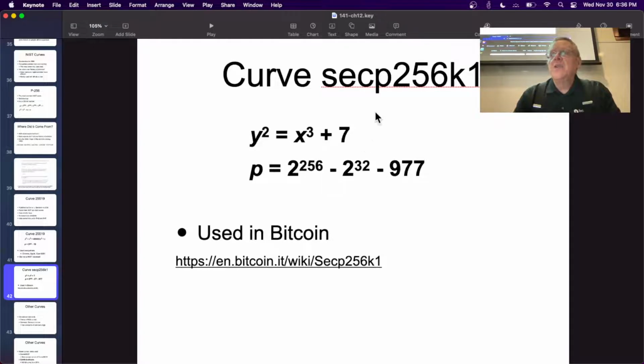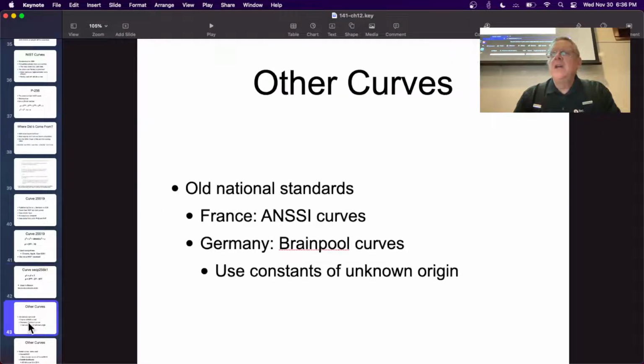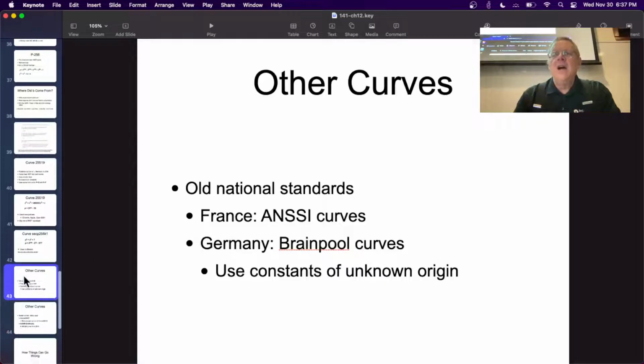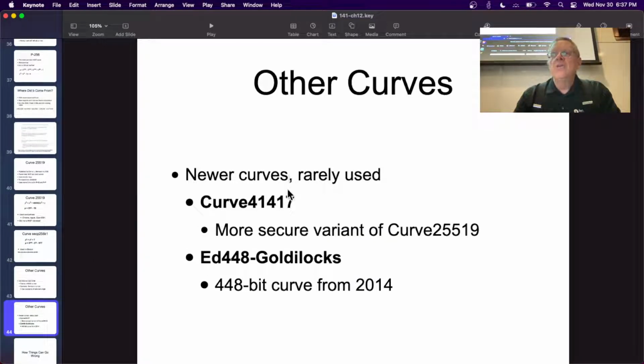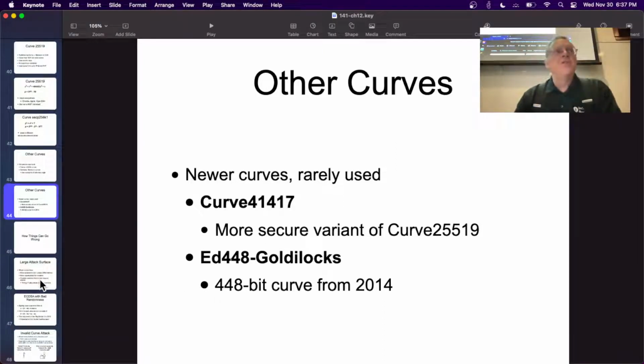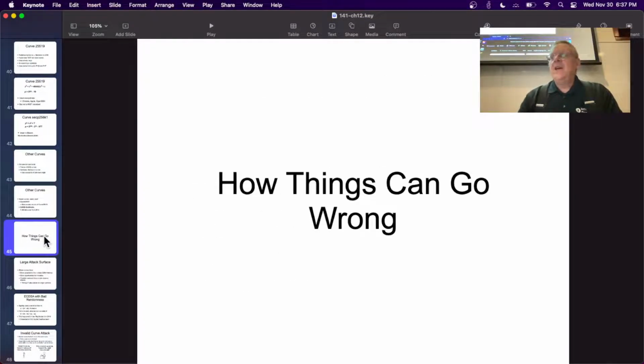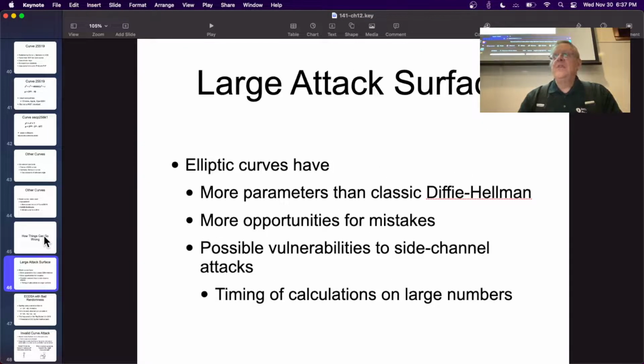So here's another one. This is what Bitcoin uses, 2 to the 256 minus another couple of numbers. And there's a lot of other curves. France made some, Germany made some. There are newer curves again. Various other ones, even longer ones, even more bits than 256, although most people just use 256-bit encryption because it's good enough. And so here's how things can go wrong.